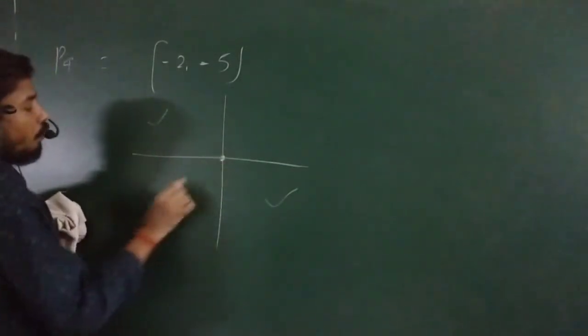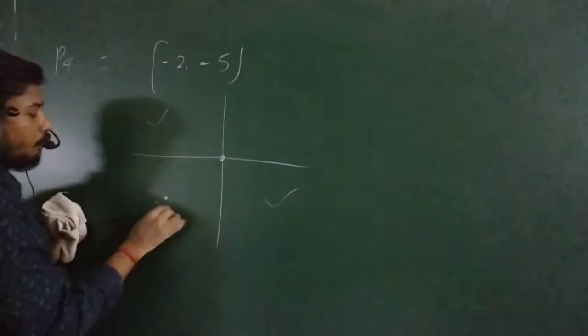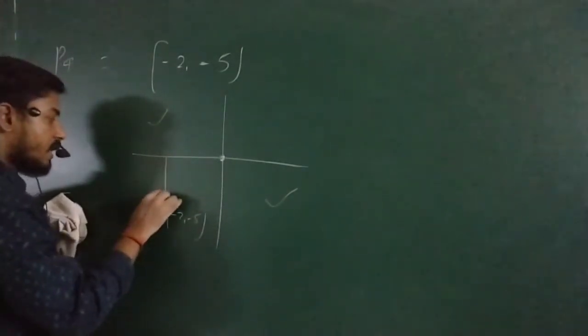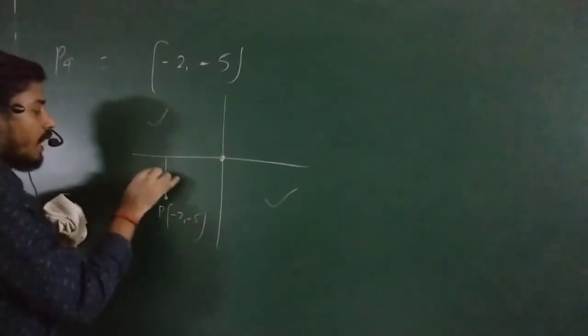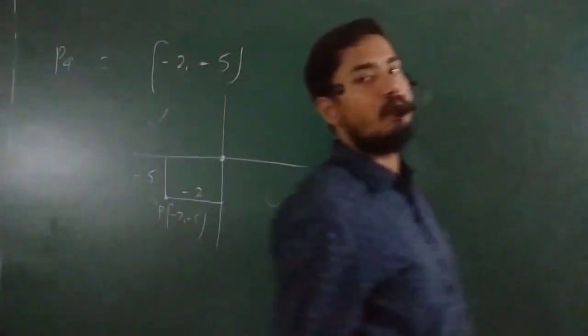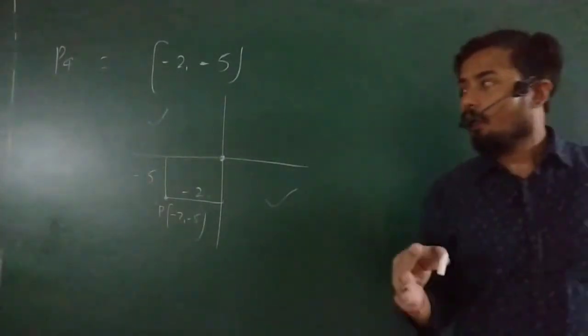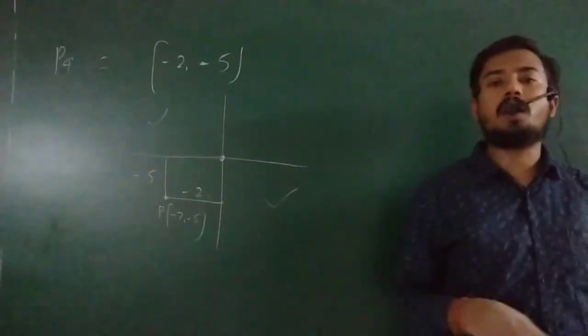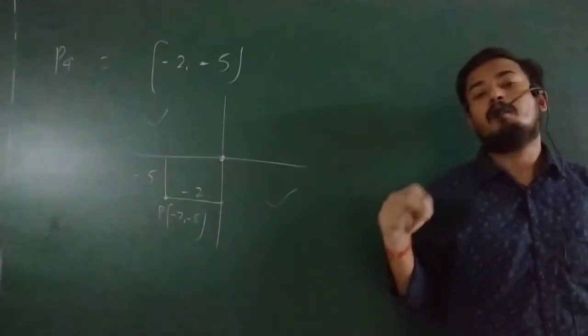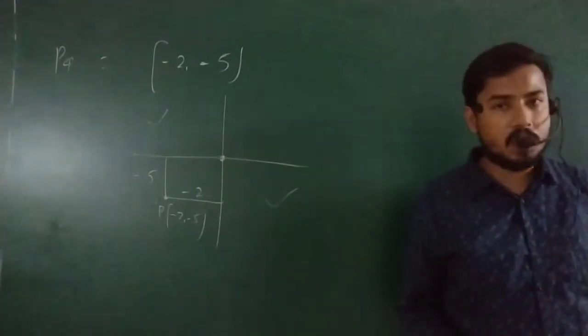It means the point may be somewhere here. This is the point (-2, -5). So this distance becomes -5 and this distance becomes -2. So this is the point. Done, buddy? Now I hope you are able to understand how to represent a point, because all these things will help us to solve the physics numericals, right?